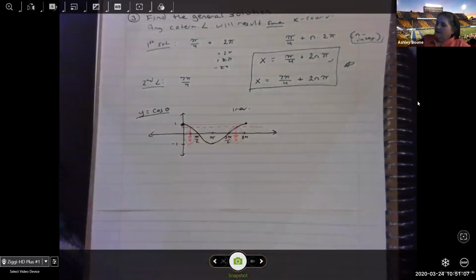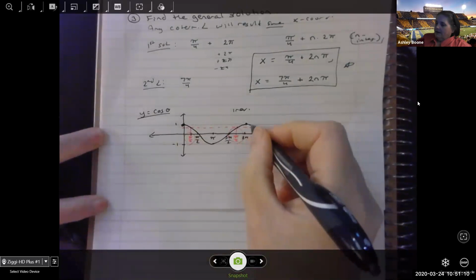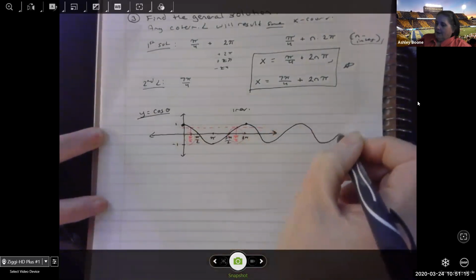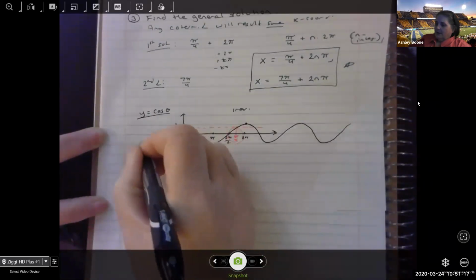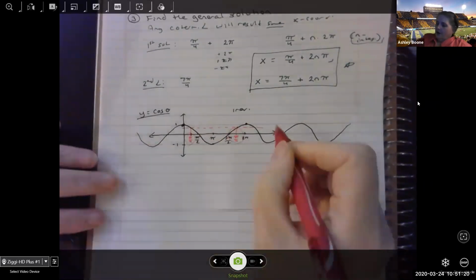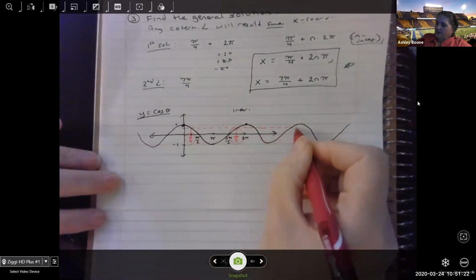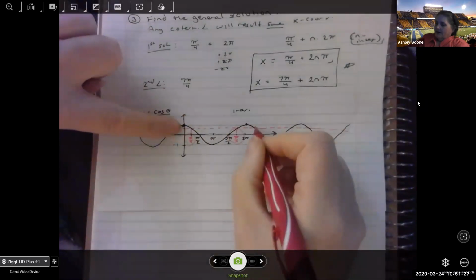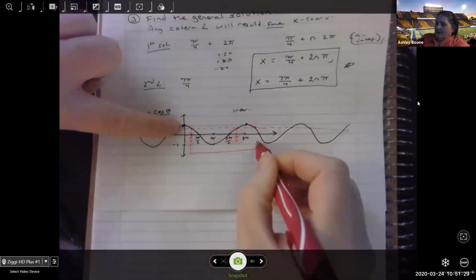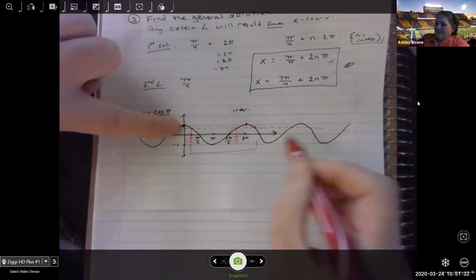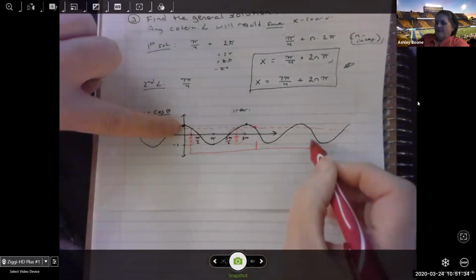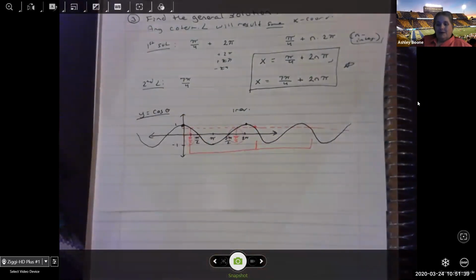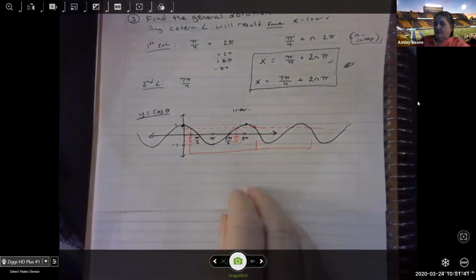But what happens is we keep repeating forever in both directions. So you're always going to hit that square root of 2 over 2 at more places. Notice right here, that's a distance of 2 pi above. Same thing, distance of 2 pi above. So every multiple of 2 pi gets you to another solution. Okay? Let's go ahead and look at another one here.